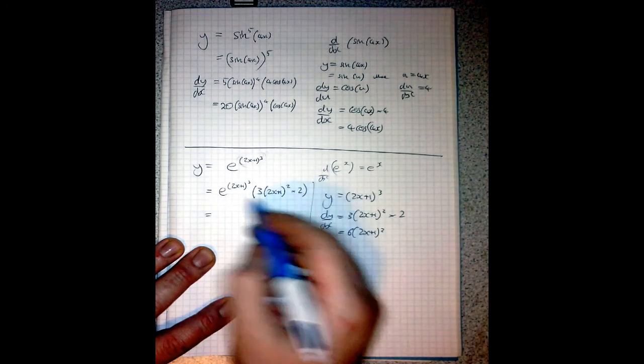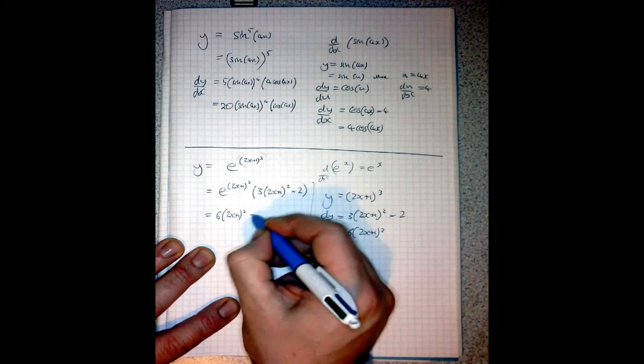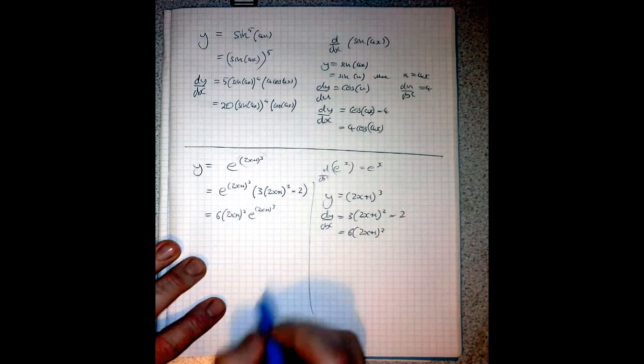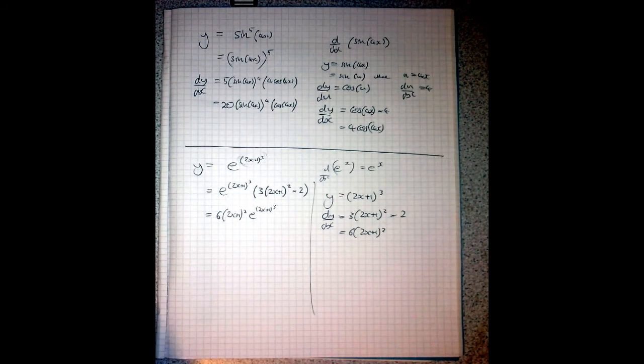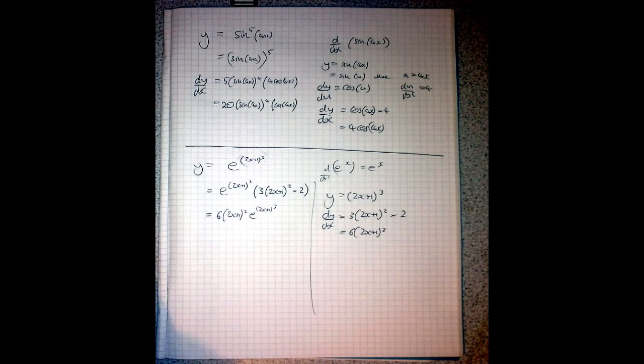So 6 times 2x plus 1 squared, e to the 2x plus 1 cubed. And I'm not going to bother expanding this bracket. So as I say, when we get to question 11, chain rule within a chain rule. Okay, enjoy.